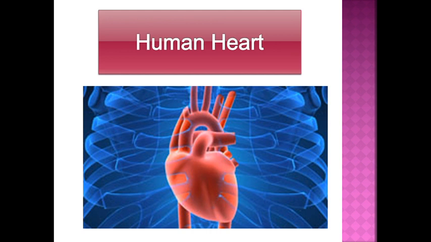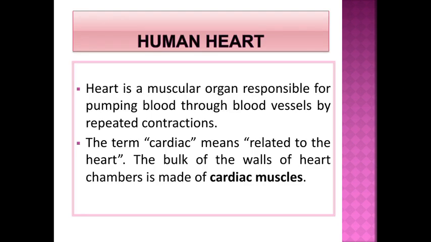Today's lecture is from chapter number 9, Transport, and the topic is the human heart. The human heart is a muscular organ, and it is responsible for pumping blood through blood vessels by repeated contractions. For the heart we may use the term cardiac. So cardiac means related to the heart. Now the heart is made up of some walls. Its chambers are made up of walls, and the walls of the heart are known as cardiac muscles.